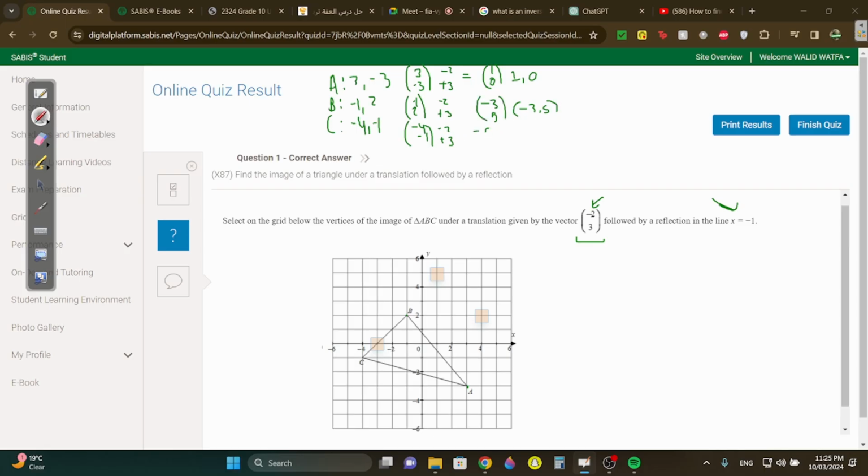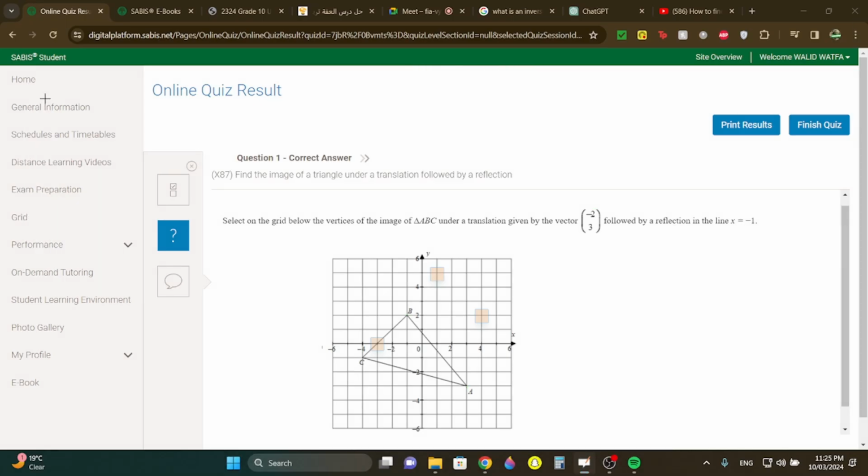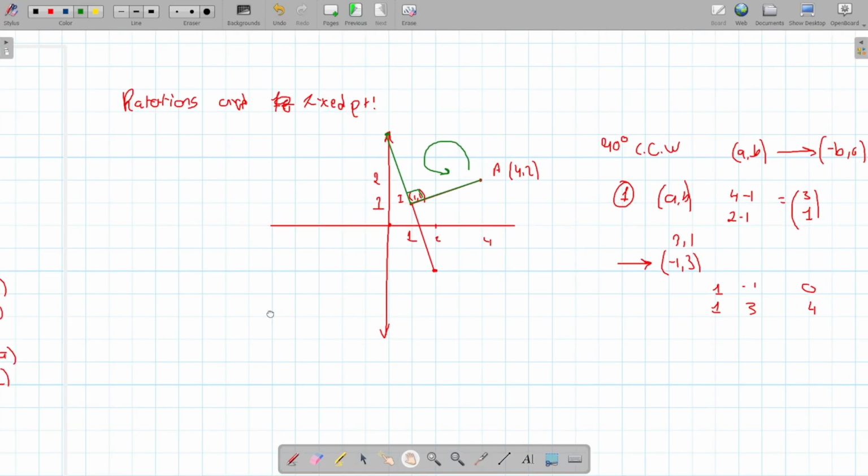This you get -6 and 2, so which is -6, comma 2. These are your 3 points. But we're not done. We have to follow it by a reflection of the line x equals -1. So let's go back to our rules of reflection.